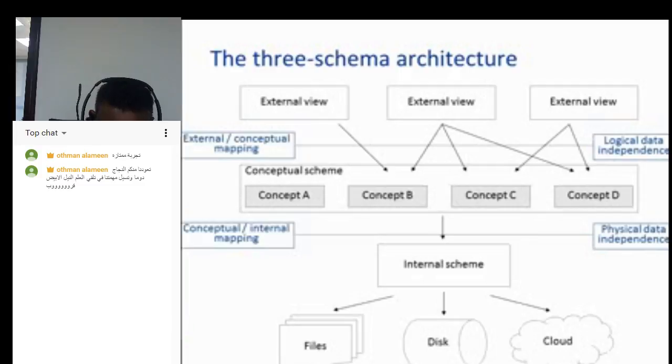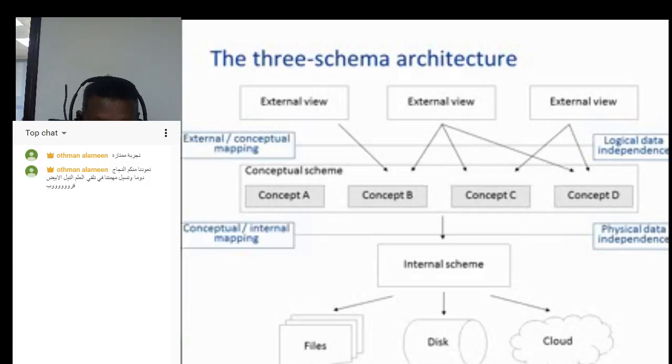And basically what you want is physical data independence here. That means both layers, the conceptual layer and the physical layer, should be as independent as possible, such that if you make a change to the physical layer, it should have no impact on the conceptual layer.